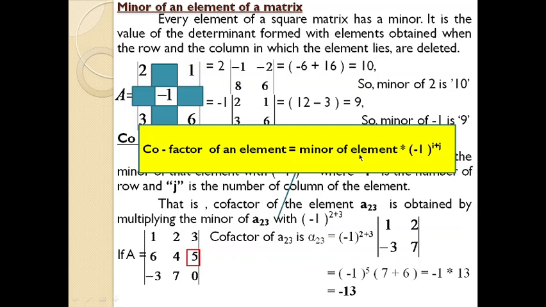In some cases we will be using minus 1 raised to i plus j into minor of an element. The answer and the computations are all the same. The equation may change, so just go through it. Remember how to find the minor of an element as well as the cofactor of an element. Whenever you come across a question, you have to find the minor as well as the cofactor, because only if you find the minor can you find the cofactor. And whenever you are asked to find the cofactor, you need to find the cofactor of all the elements. Next one.